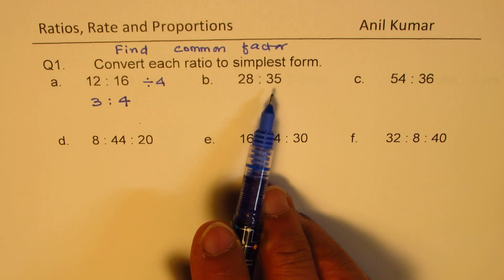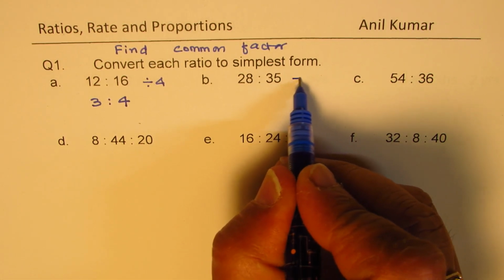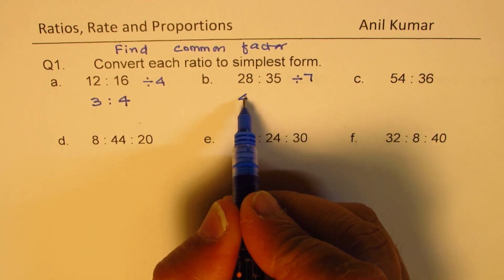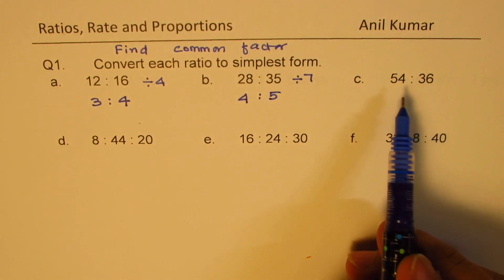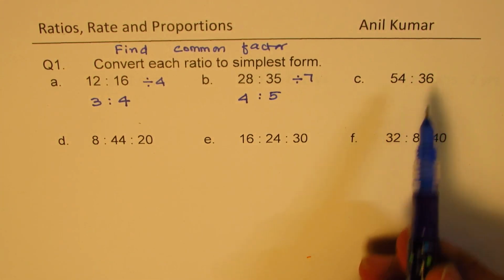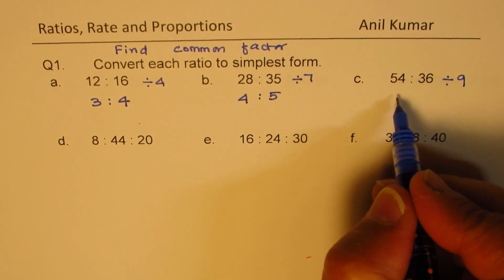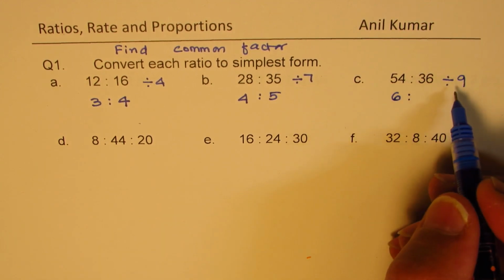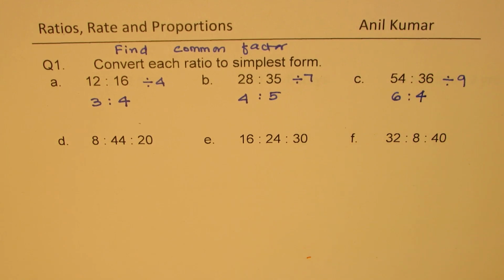28 to 35. Now both are multiples of 7, so we can divide each by 7. So if you do that, we get 7 times 4 and 7 times 5, right? 54 and 36. We can divide them by 9, right? So 9 times 6 is 54 and 9 times 4 is 36.